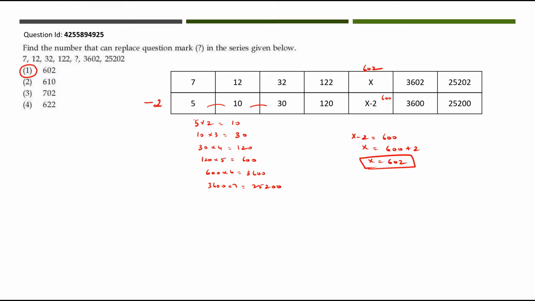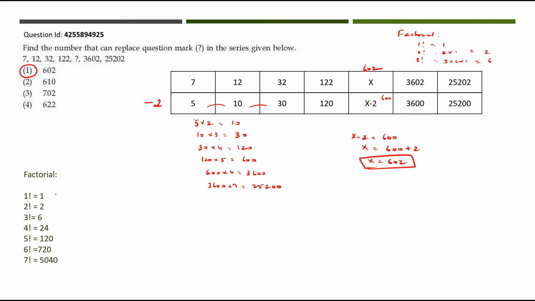But what is the actual way of solving this? With 7, 12, 32, 122, what pattern can you find? When you keep multiplying the next numbers, the concept that we have already learnt is factorial. 1 factorial is 1, 2 factorial is 2 into 1, 3 factorial is 3 into 2 into 1. Here this is 2, this is 6. If you go in this pattern, you will have 1, 2, 6, 24, 120, 720, 5040.